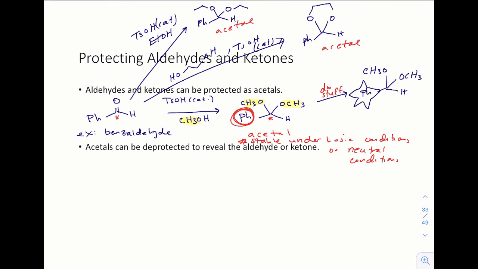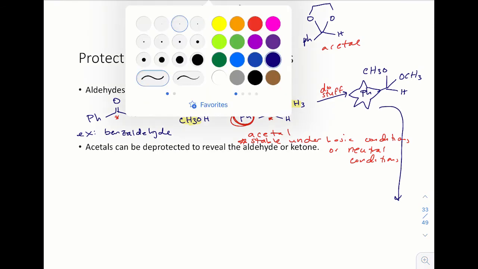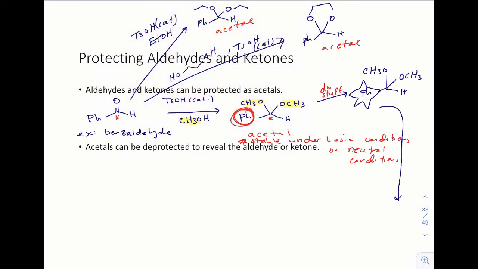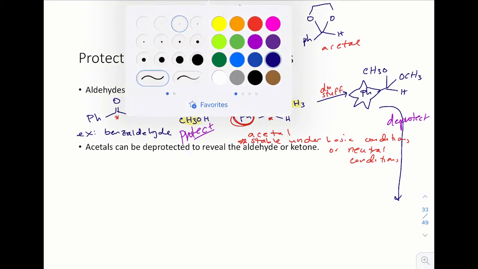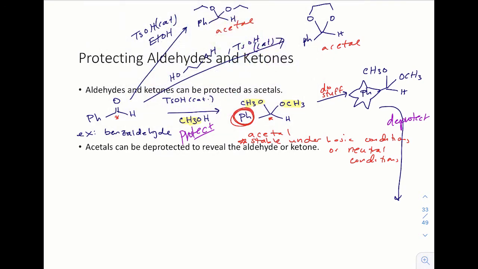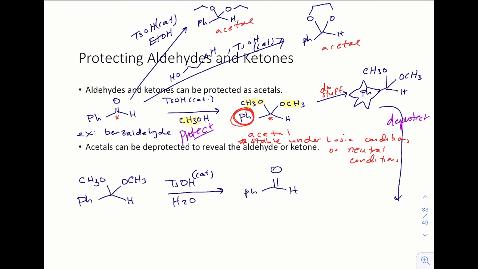And then once you've done stuff, then deprotect. How do you deprotect? How do you remove an acetal? Yeah, you already know how to do that. Acetals can be deprotected to reveal the aldehyde or ketone again once you've done stuff to it under acidic conditions. This is simply acetal hydrolysis. So using, again, a catalytic acid, but this time with water around to reveal the aldehyde or ketone again.